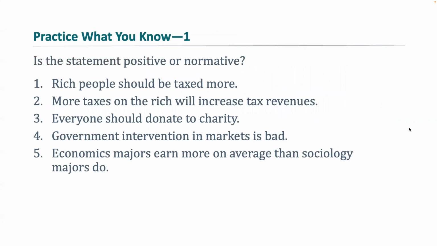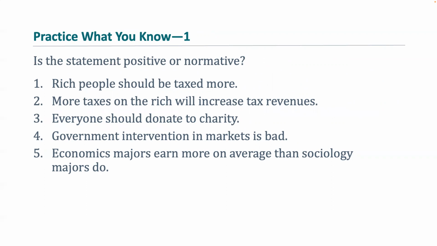To provide you with a little bit of practice, we're going to take a look at a couple of statements and determine if they're positive or normative. So the first statement is, rich people should be taxed more. In this case, this is a normative statement because "should" is not objective. Number 2 says more taxes on the rich will increase tax revenues. This is a positive statement because we can test that.